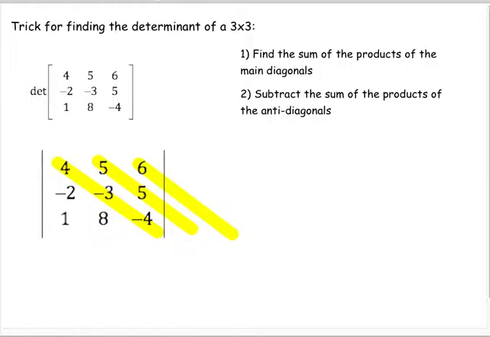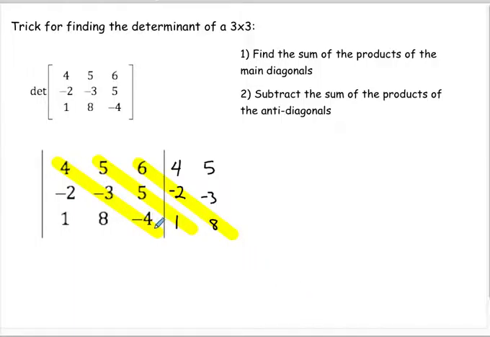So the easiest way to do that is just to rewrite. I'm going to rewrite these first two columns of the matrix, and 1. And then I'm going to rewrite the second column as well, which is 5, -3, and 8. And so now you can easily see all of the values of the main diagonals.